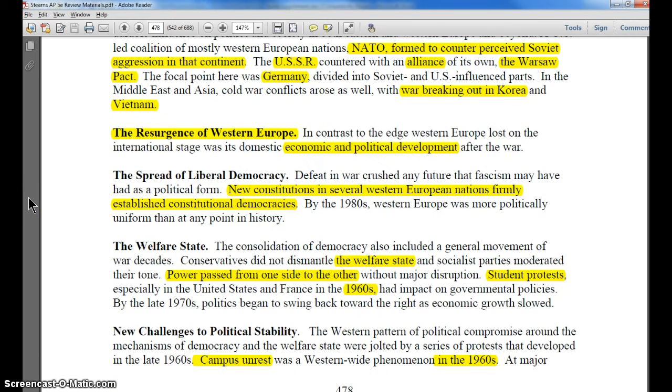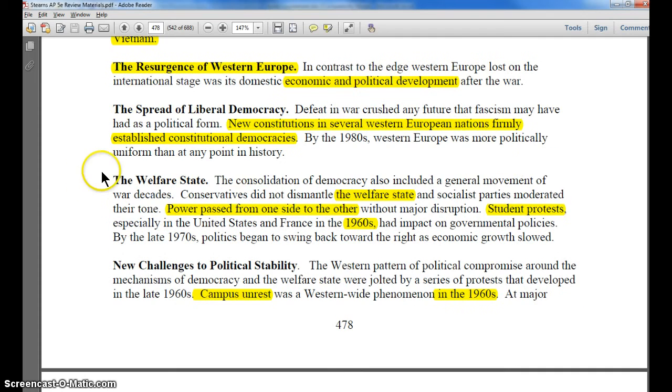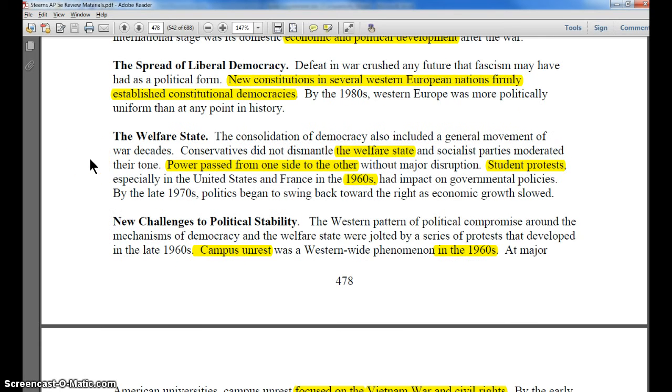This is something you should be able to compare with Latin America. Remember, Latin America saw a lot of democracy spread and rise after 1945 and decolonization. So this is a comparison and contrast you should be able to make between Europe after the war and Latin America after the war. Then the welfare state. We did have the warm-up question on that.